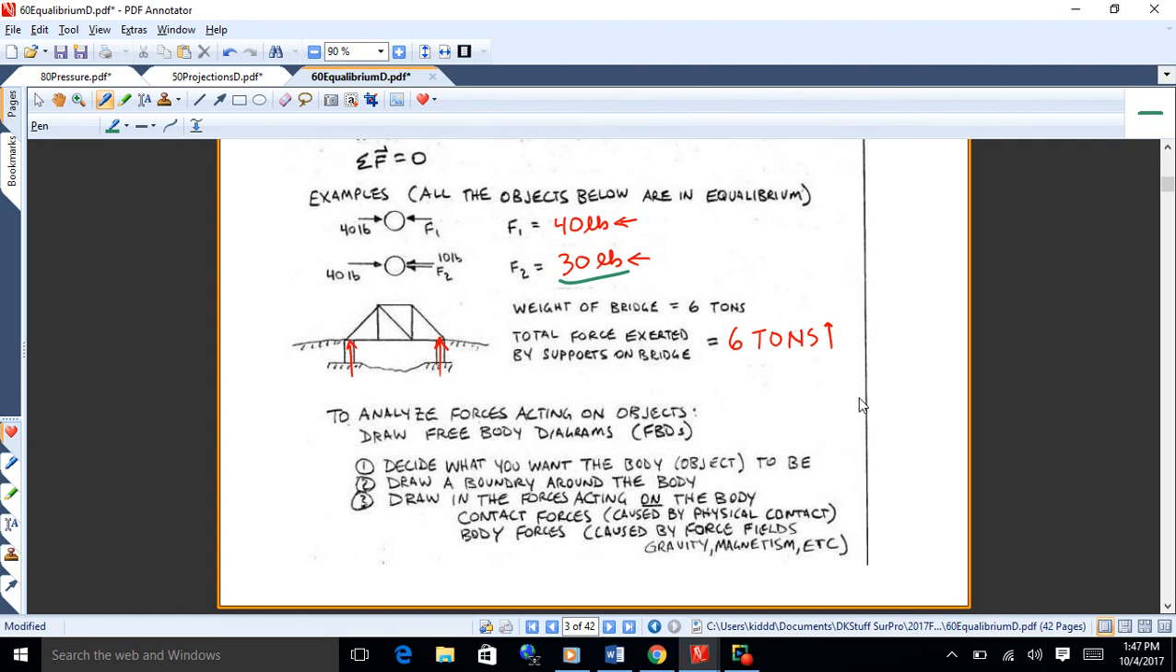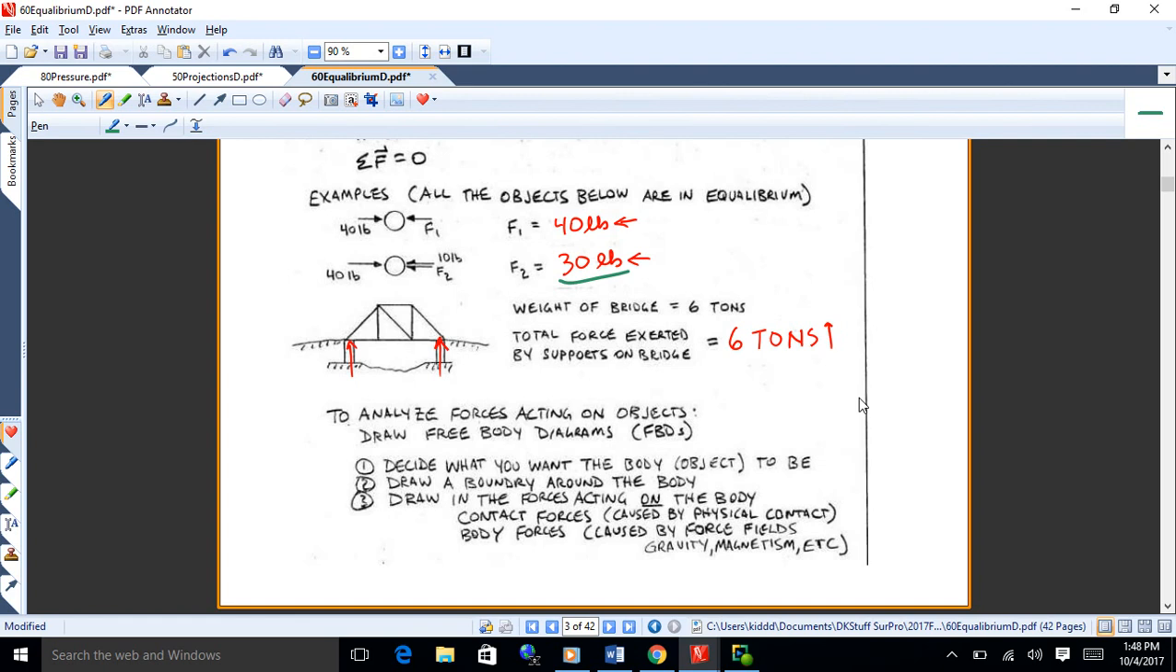So what you do, you want to draw up these force diagrams of the objects so you can analyze them. To do that, you decide what you want the body, which is the object, to be. You draw a boundary around it, and then you draw on the forces acting on the body. There's two kinds. There's contact forces, which are caused by physical contact. So in the case of a calculator sitting on the table, the contact force is the reactive force of the table on the calculator.